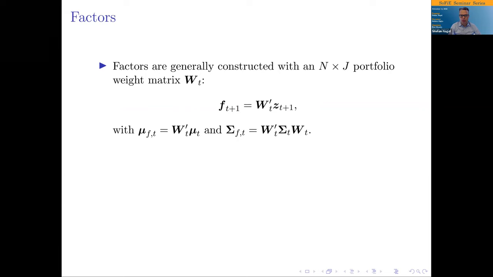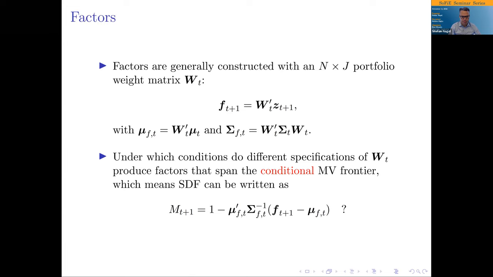So generically, when people construct characteristics-based factors, there's some sort of weight matrix, W_t, that weights these N asset returns into J characteristics factors. And just in terms of notation, we're going to use mu_ft and sigma_ft for the conditional moments of these factor returns. Now the question is, under which conditions do different specifications of this weighting matrix W_t produce factors that span the conditional mean variance frontier? Which alternatively means that we can write the SDF in the way I've shown here, with these specific weights for these factors.